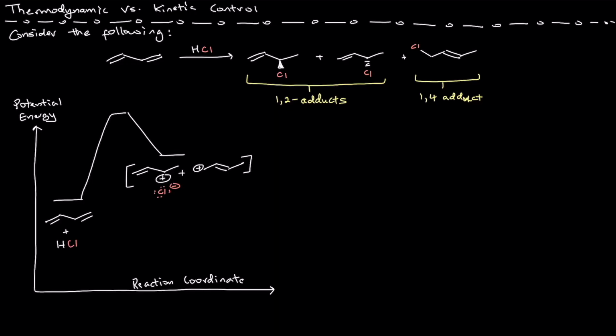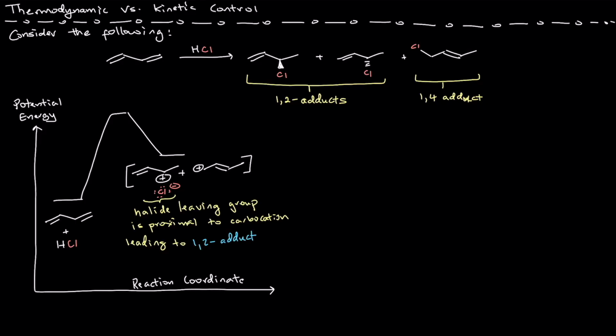So starting with your butadiene and your hydrogen halide, the initial step, as we know, is going to be rate determining. So you're going to first start with the formation of your allylic carbocation and your halide ion. So note that because we added the hydrogen to the carbon 1, that chloride is really close to the carbocation character in carbon 2. So once again, once you form that chloride in that solution, it's at first really close to the carbon 2 carbocation, which means that this reaction can very quickly form that 1,2 adduct.